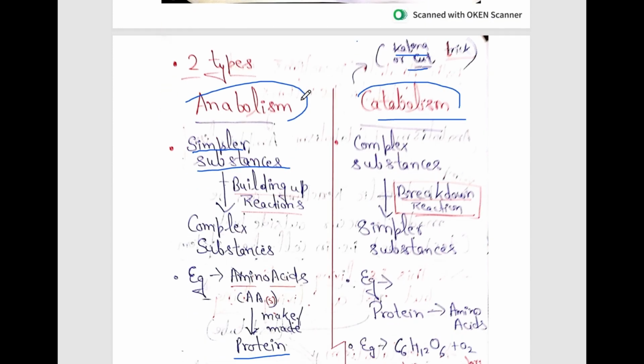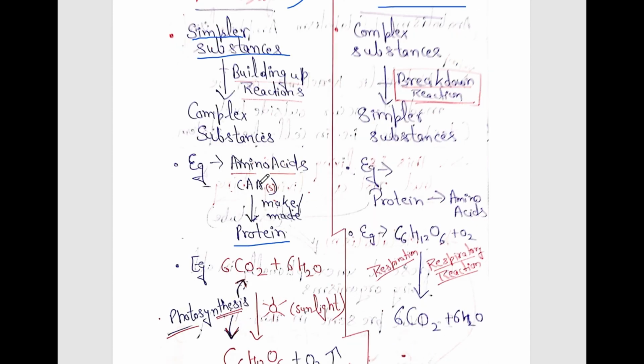So there are two types of metabolism: catabolism and anabolism. Now, first, anabolism includes all the building up reactions. It is also called constructive metabolism since it involves the synthesis of complex substances from simpler ones. This is also called building up reaction, forming complex substances. For example, amino acids make protein.